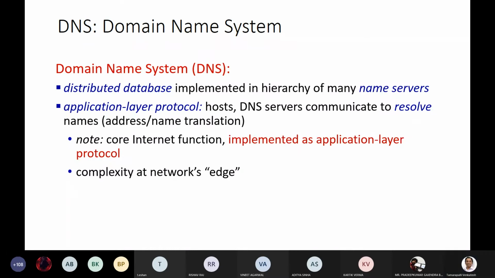So this application layer protocol works between the hosts, which are the queryers, which are essentially trying to query for the IP address corresponding to a domain name, and the set of servers called DNS servers, which together do the resolution of the name. That means name translation from the mnemonic domain name to the IP address.